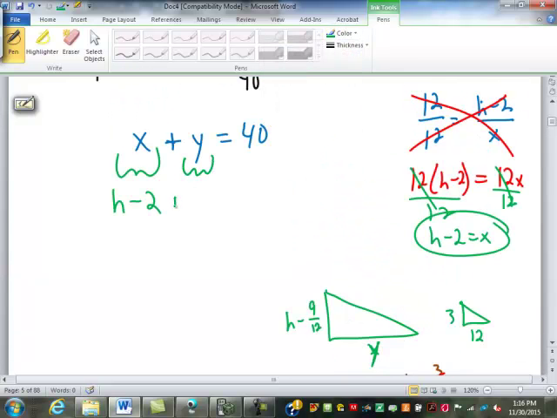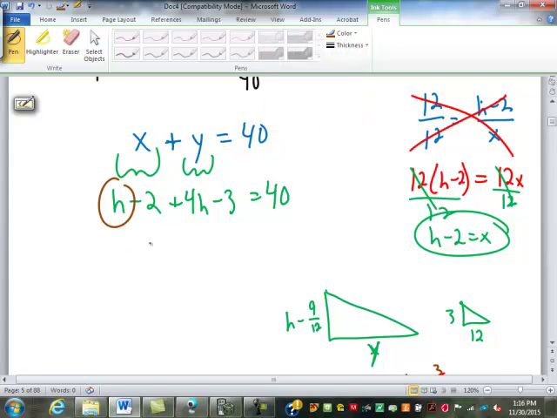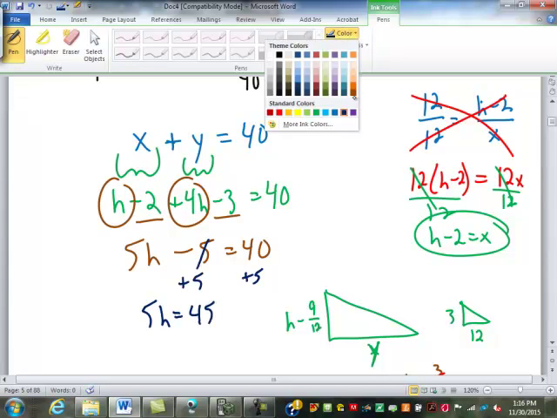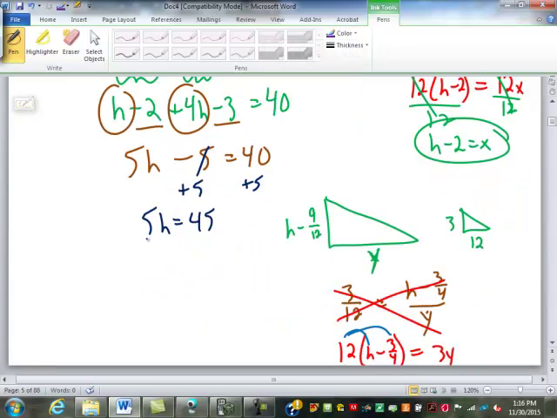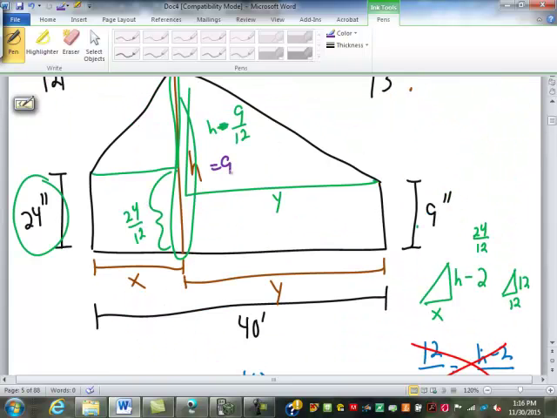So I replace Y with a positive 4H minus 3. So now we have H and 4H is 5H. Negative 2 and negative 3 is negative 5 equals 40. What do we do from there? Add 5. 5H equals 45. And then divide by 5. H equals 9. So we now know that H is 9 feet.